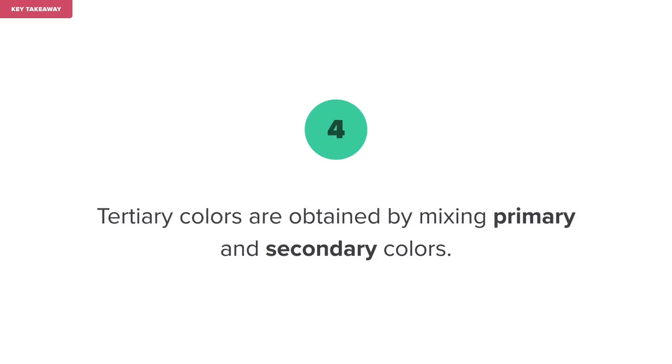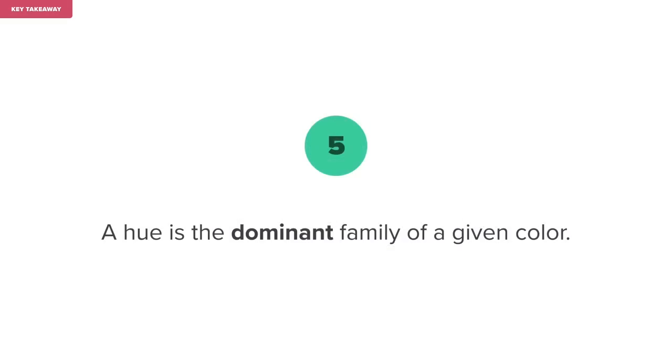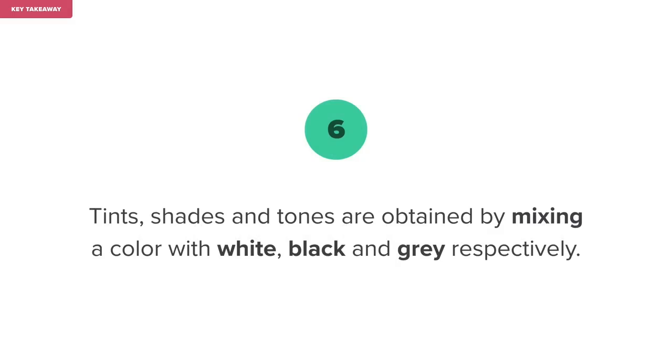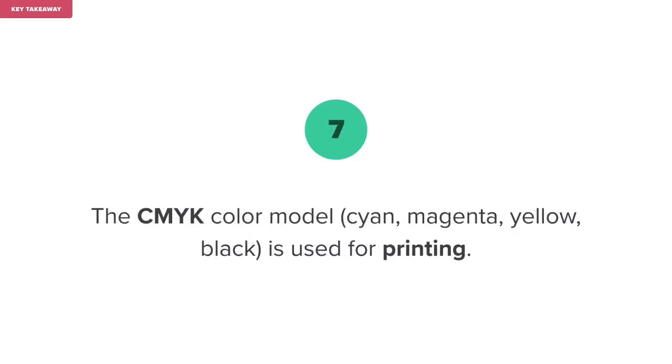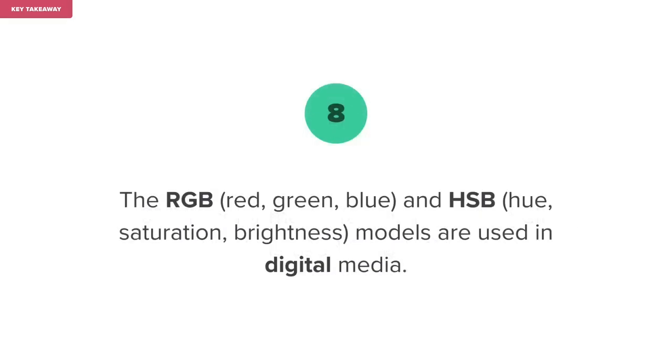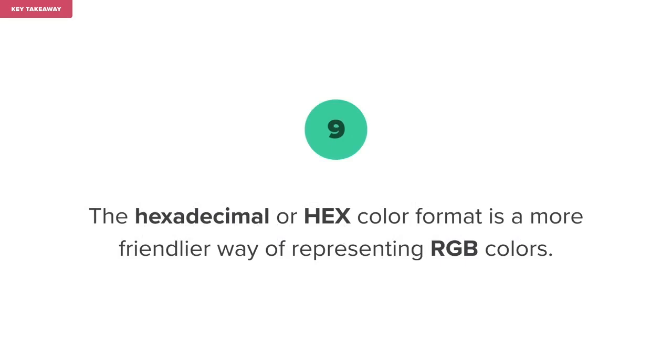Tertiary colors are obtained by mixing primary and secondary colors. A hue is the dominant family of a given color. Tints, shades, and tones are obtained by mixing a color with white, black, and gray, respectively. The CMYK color model, cyan, magenta, yellow, and black, is used for printing. The RGB, or red, green, and blue, and HSB, which stands for hue, saturation, brightness, models are used in digital media. The hexadecimal or hex color format is a friendlier way of representing RGB colors.